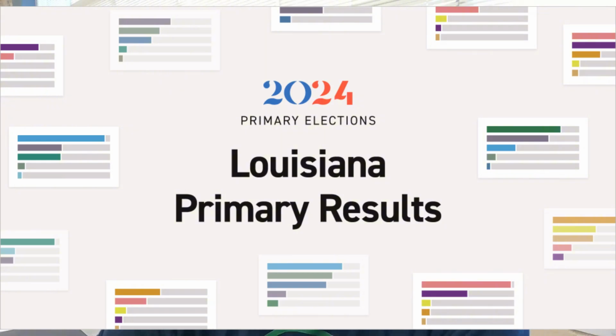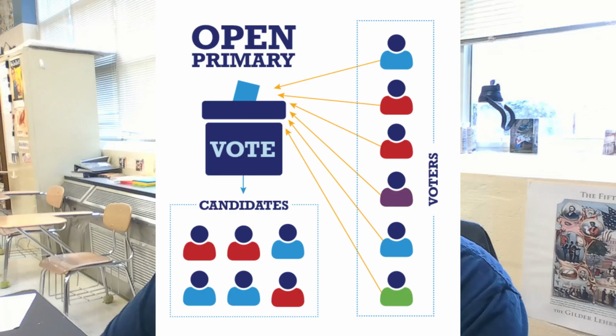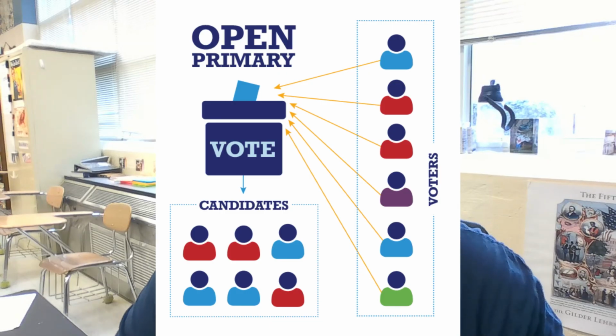Louisiana's open election primary is a unique voting system that allows all registered voters, regardless of party affiliation, to participate in a single primary election. In this system, all candidates, regardless of their party affiliation, appear on the same ballot. Voters can choose any candidate, regardless of their party, in the primary. If a candidate receives more than 50% of the vote, they win the election outright.